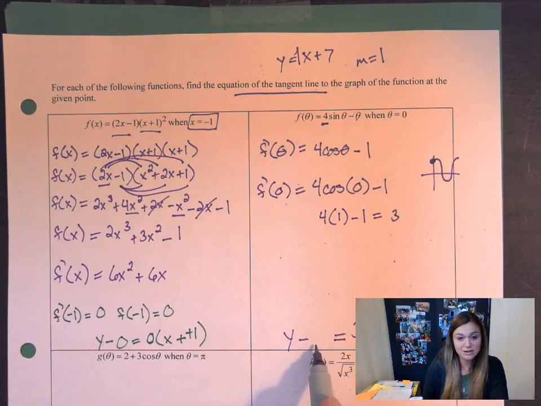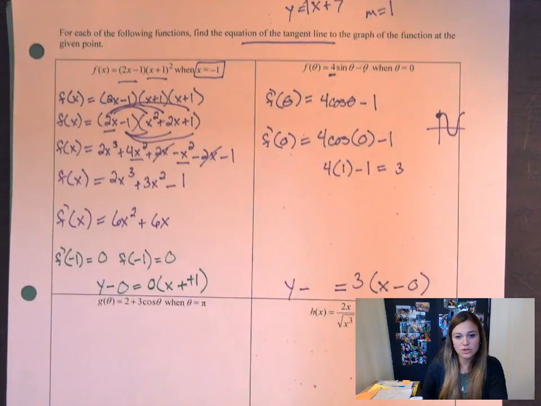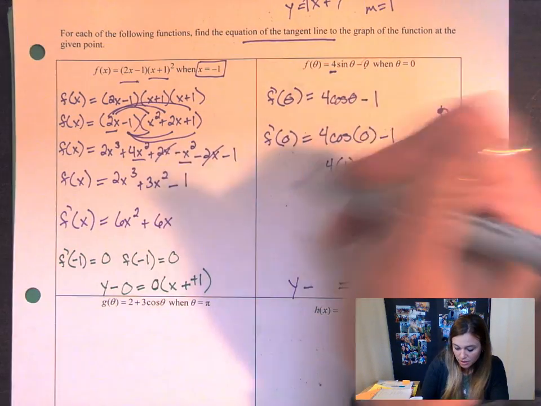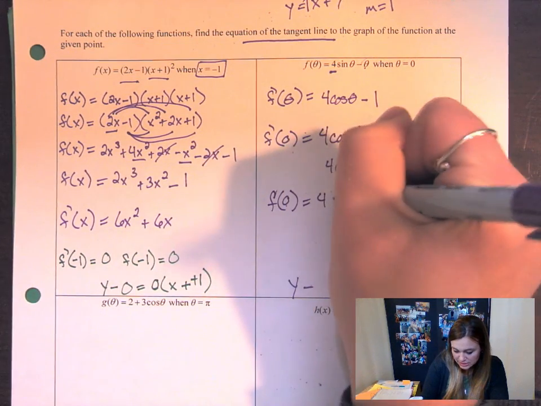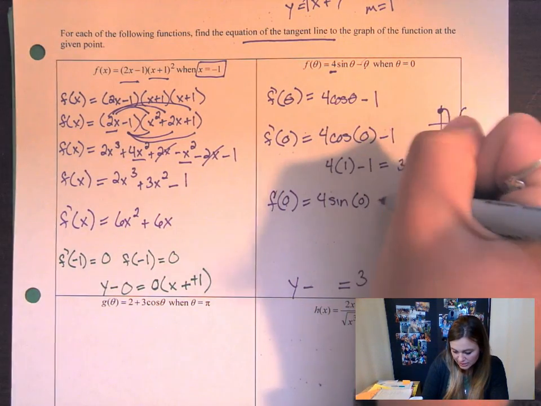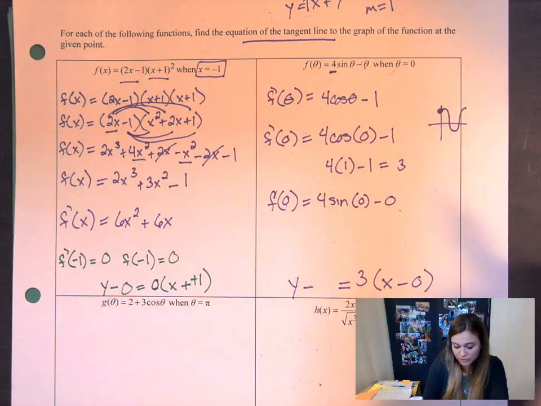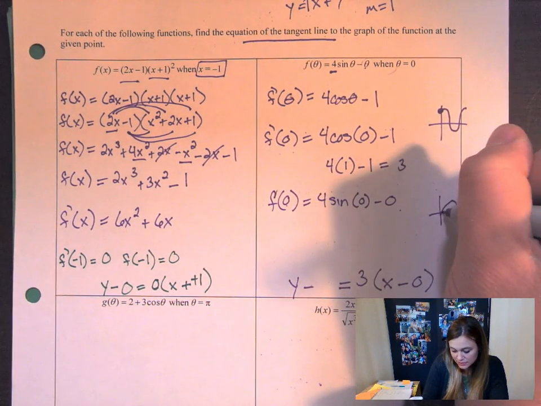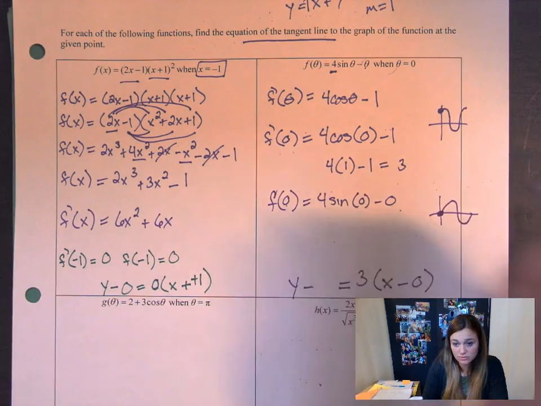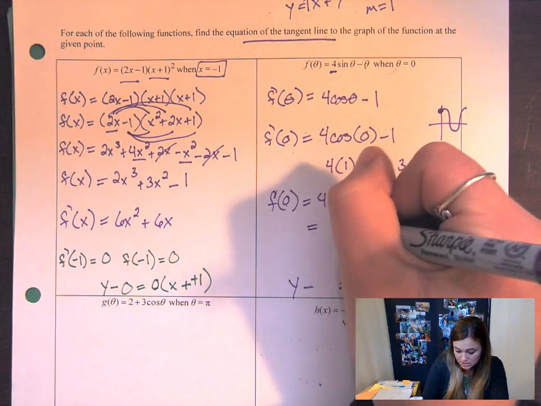And so all I really need to figure out now is my function value. Oh, sorry, my big head's in the way. There we go. F of 0 is 4 sine of 0 minus 0. I'm just going back up to the original function. 4 sine of 0, so sine of 0 is 0, times 4 is still 0.